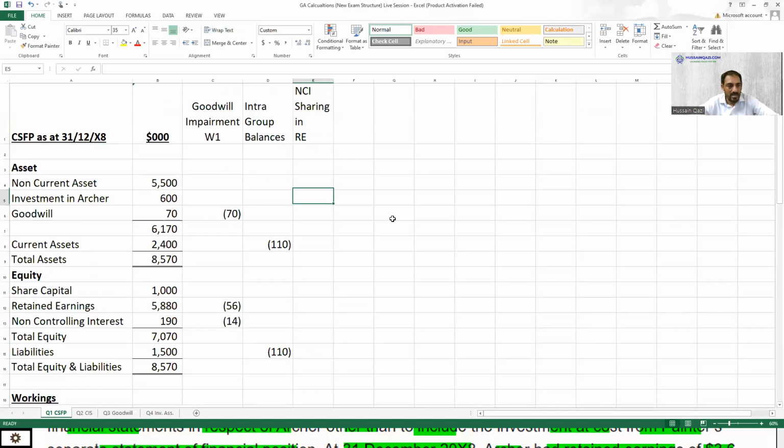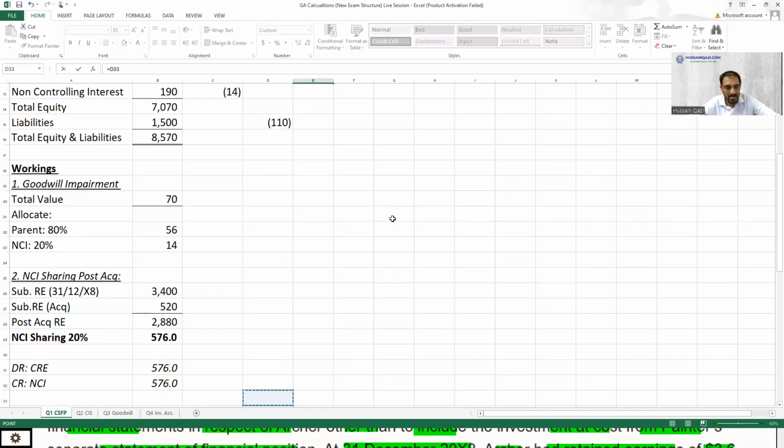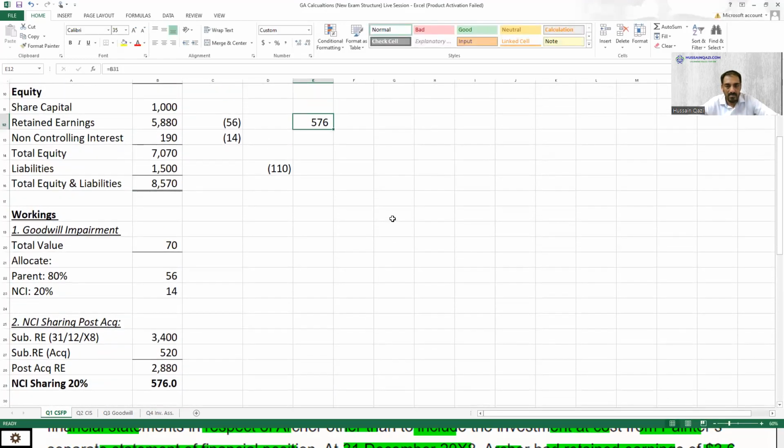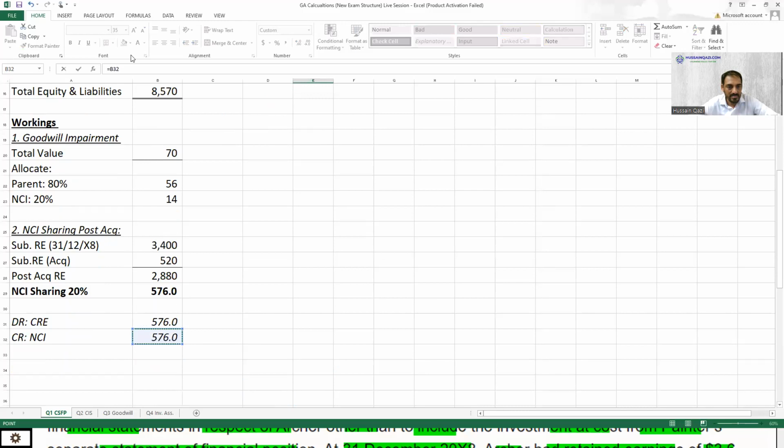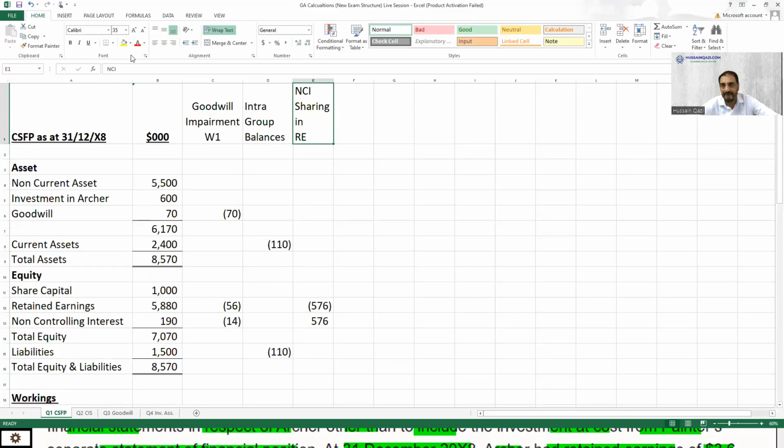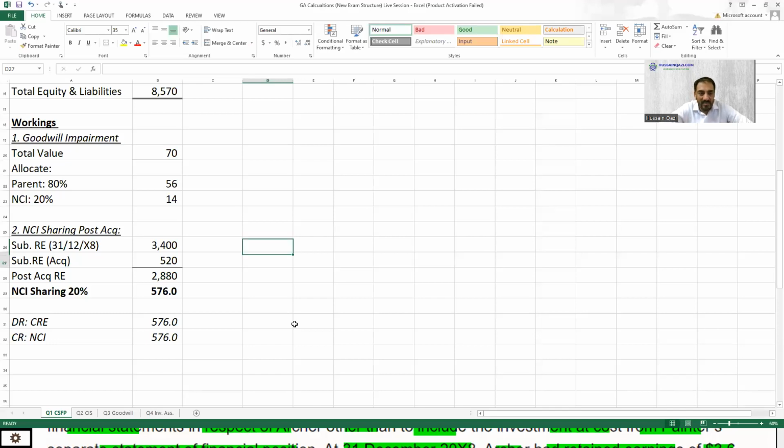Yes. So CRE should be reduced and NCI should be increased. That's the adjustment we required here. Okay, I'm going to explain this adjustment once again. Watch this point very carefully.